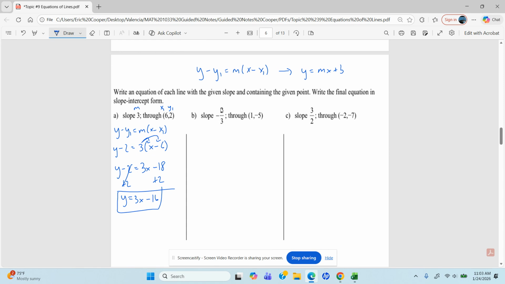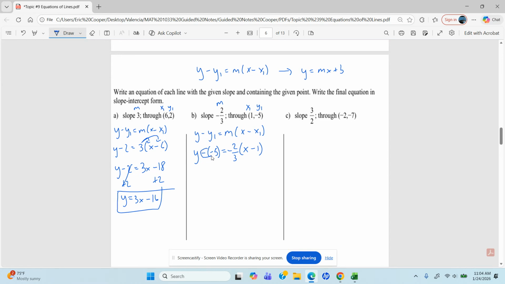Let's do the same for the second problem. Again, we're going to take y minus y1 equals m, x minus x1, and we're going to plug in the points. They give us the slope, they give us x1, and they give us y1. Y minus y1 is y minus negative 5. Now again, remember, it's y minus negative 5. That negative on the 5 is not the subtraction that's up here. Those are two different values. The slope is negative 2 over 3. And then we have x minus 1.